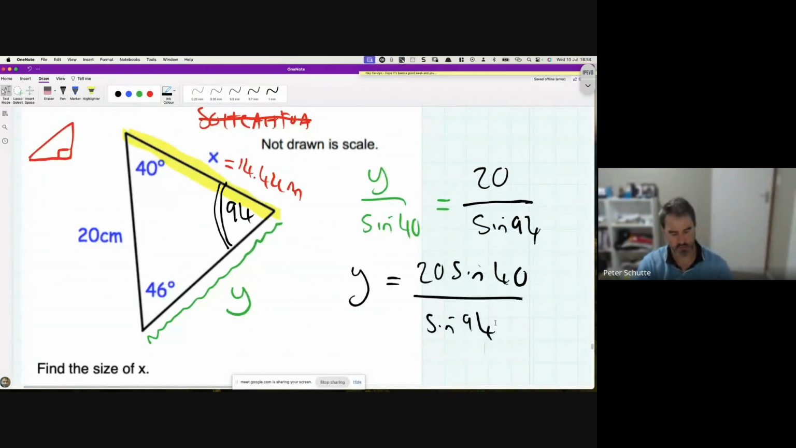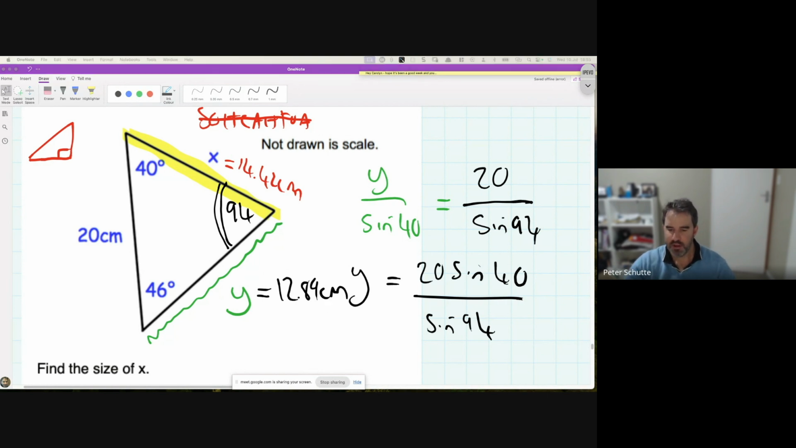So let's see what I get for that. 20 times the sine of 40, close brackets, over the sine of 94. What are the girls getting for the distance y? Siamtanda, Rolani, you've got 12.89, and you know what? I've got exactly the same thing. So this distance will be 12.89.